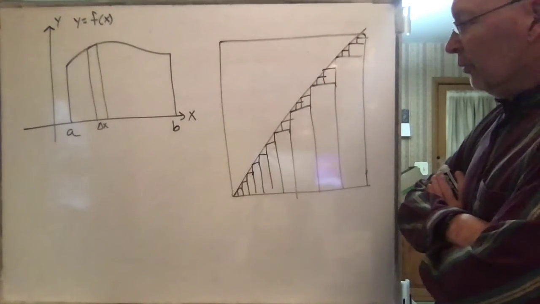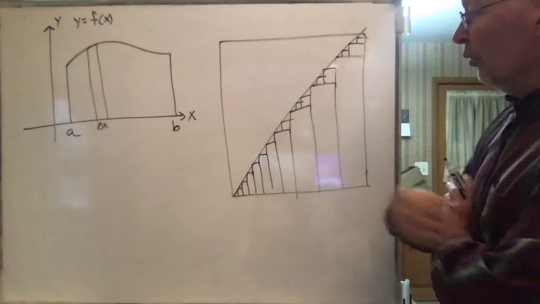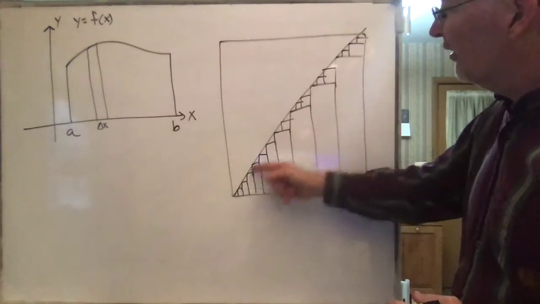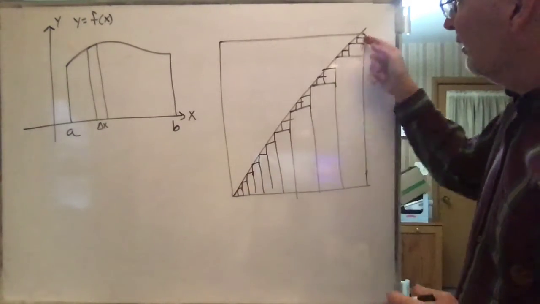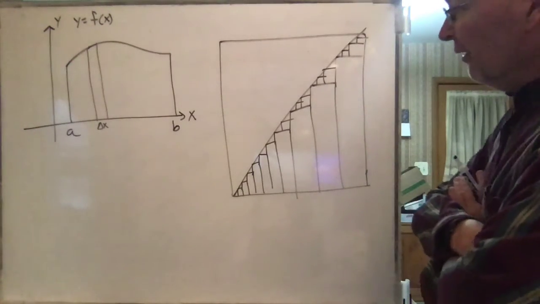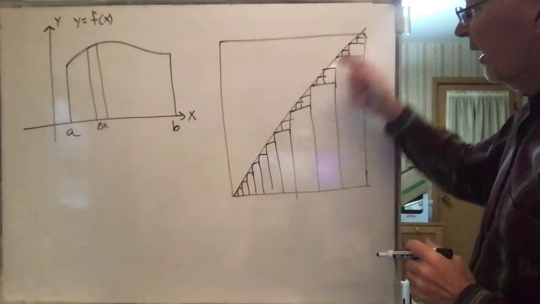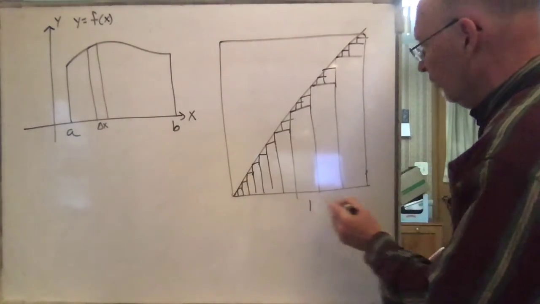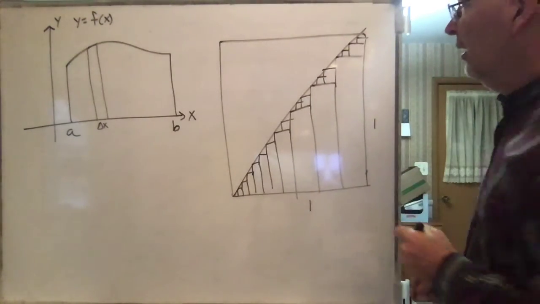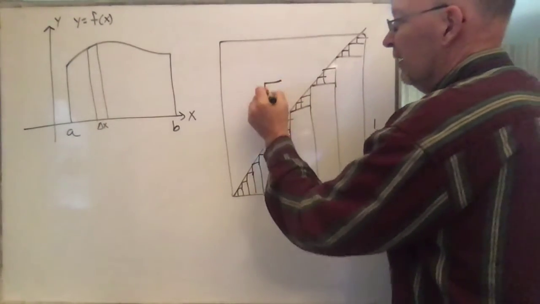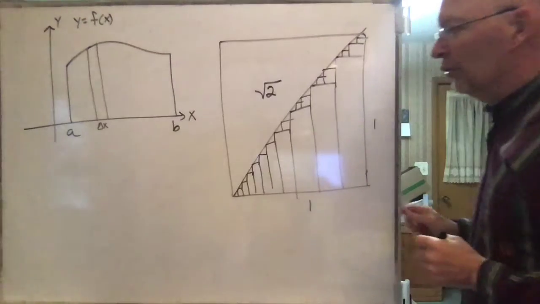So that's what we did back in Calc 1, and that shows that the limit of these rectangles does in fact give us the area underneath this diagonal line. On the other hand, what if I wanted to travel along that diagonal line? If this length is 1 right here, and this length is 1, then we know from Pythagorean's theorem that the length of that diagonal line is square root of 2.